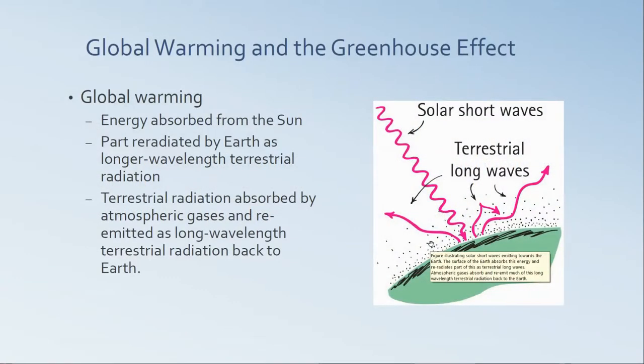And this happens on a large scale in the Earth's atmosphere as well. Those short wavelengths from the sun can pass through our Earth's atmosphere. The Earth absorbs that energy, and then the Earth also emits radiation, but at a much longer wavelength. And again, this longer wavelength can't go through our atmosphere's gases, just like the long wavelengths couldn't get back through the car window. They're radiated back to Earth, and this contributes to the warming of the Earth.